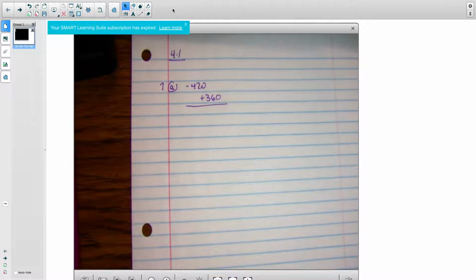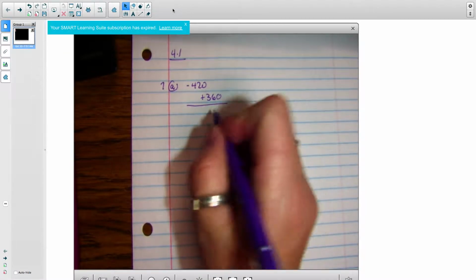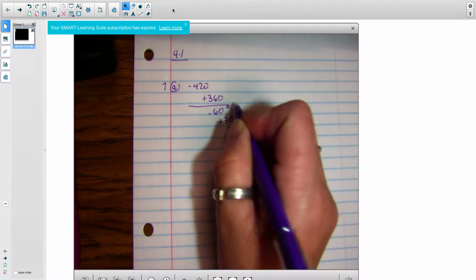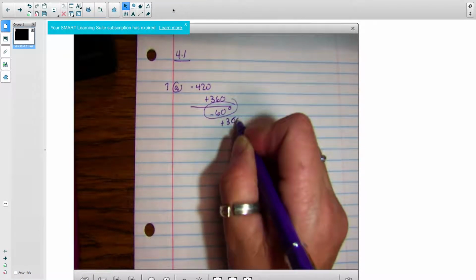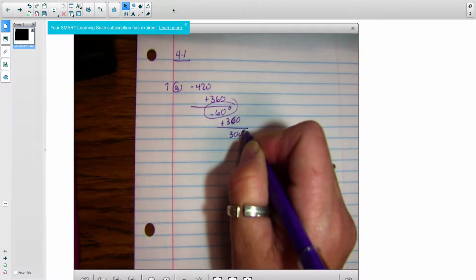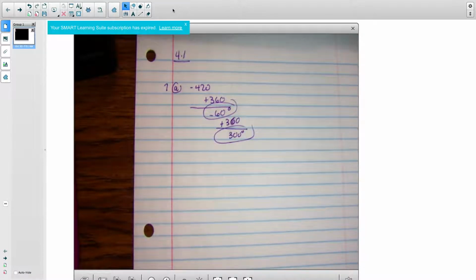So what's negative 420 plus 360? Negative 60. There's a negative coterminal. If you add 360 to it again, what do you get? 300. There's a positive.